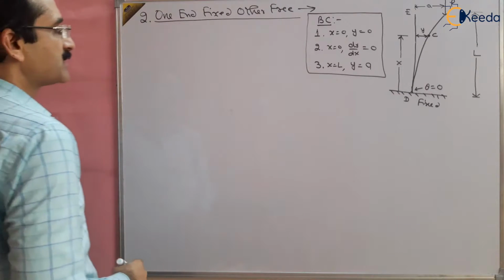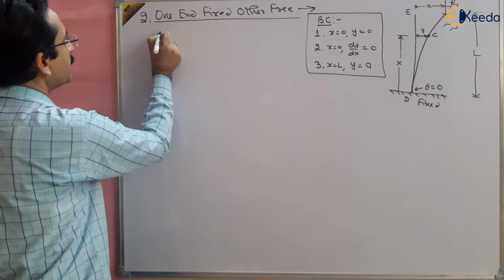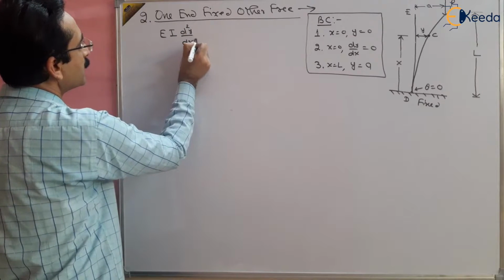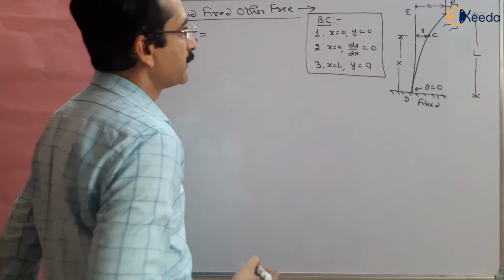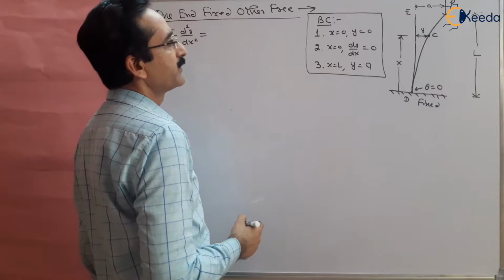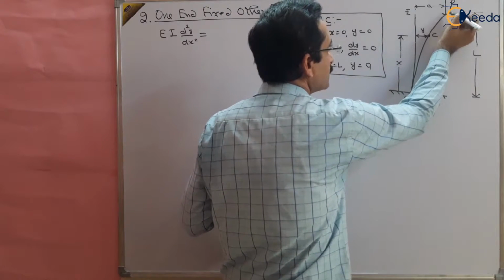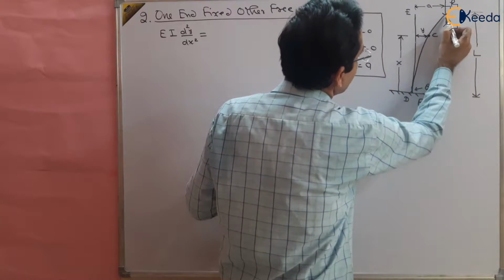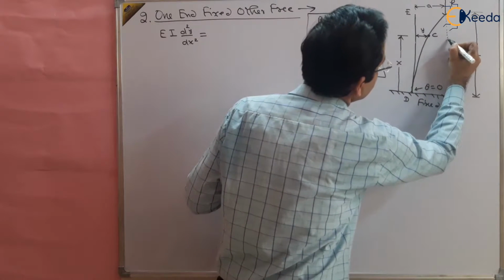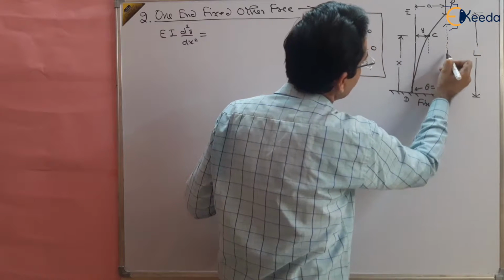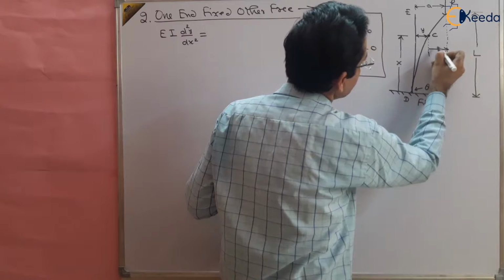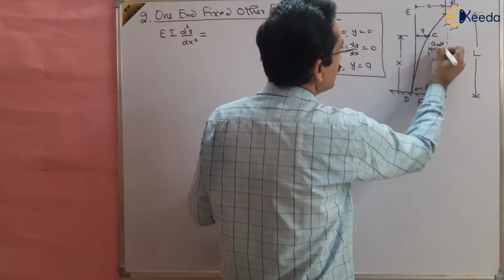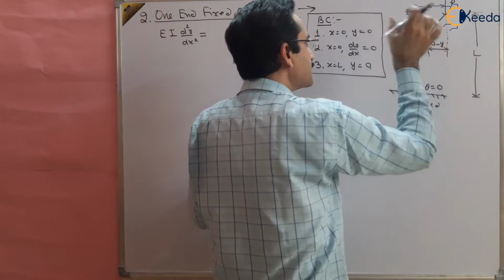Now what is the deflection equation for this? We know that EI d2y by dx square will be equal to the bending moment. Now what is the bending moment? You see here, the load applied is P multiplied by this distance, this perpendicular distance which I have shown here. And what is this distance? This is A minus y, right? So P multiplied by this distance, A minus y.